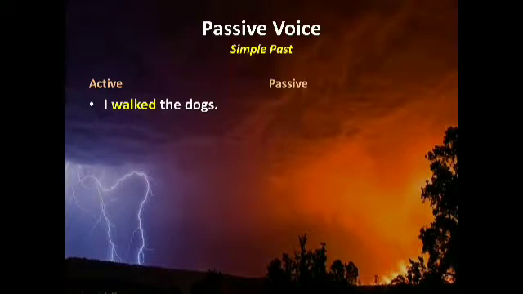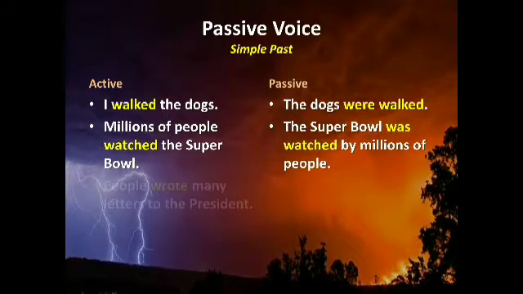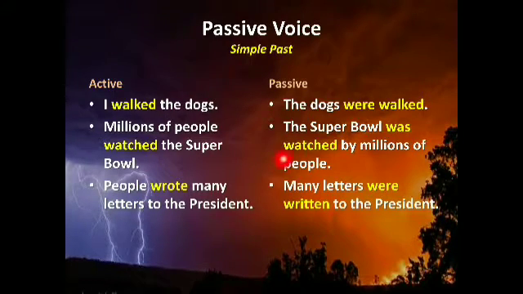Let's have simple past tense. So, in active voice, we have I walked the dogs, and we will make it in passive voice: the dogs were walked. Another example is millions of people watched the Super Bowl. In passive voice, it will be the Super Bowl was watched by millions of people. Another example is people wrote many letters to the president, and in passive voice, it would be many letters were written to the president.